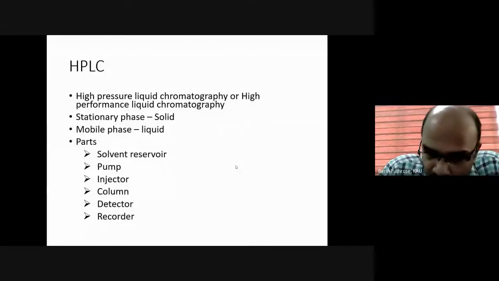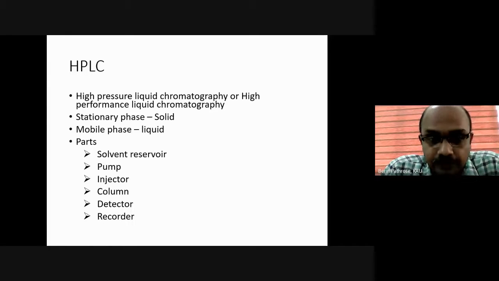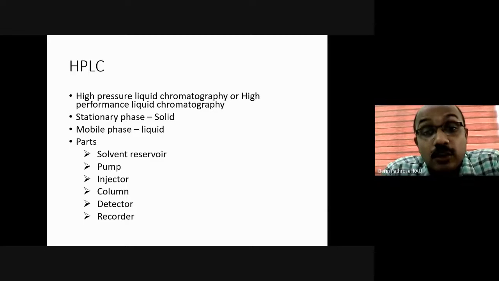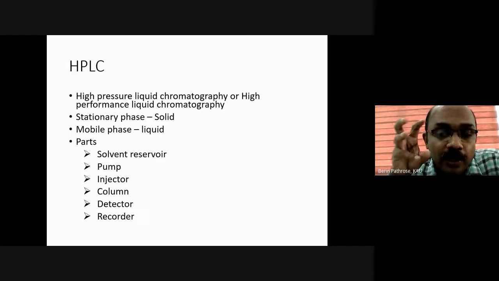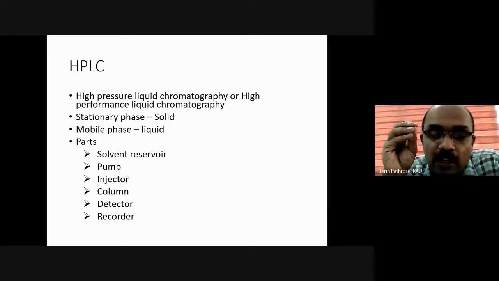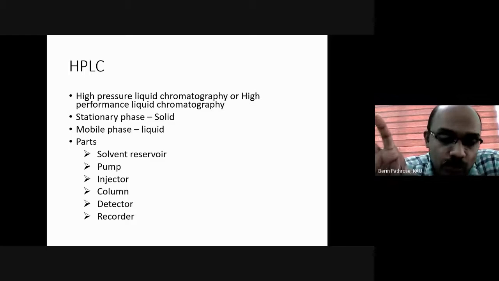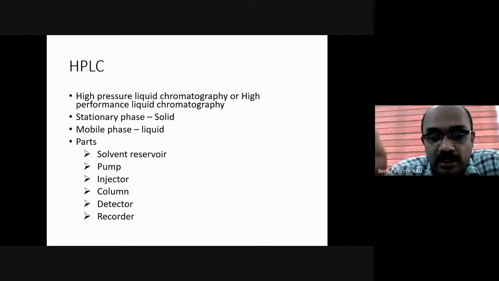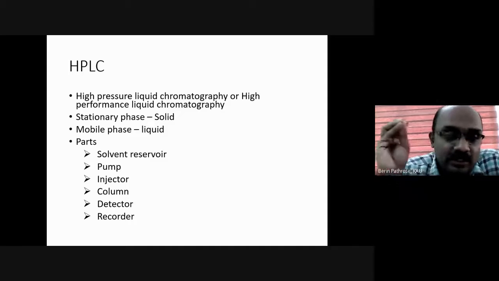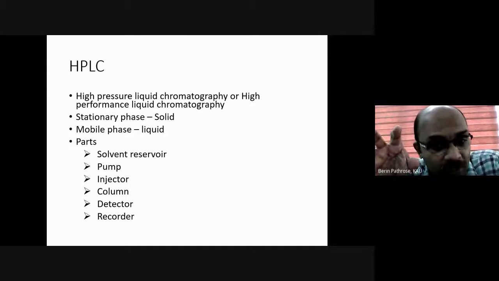High performance liquid chromatography is sometimes called high pressure liquid chromatography, because we are using pumps to pump the solvent, or the mobile phase, through the column. As usual, here also we have a stationary phase and a mobile phase. The stationary phase is solid and the mobile phase is a liquid.